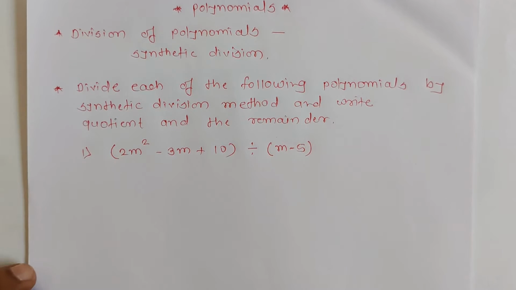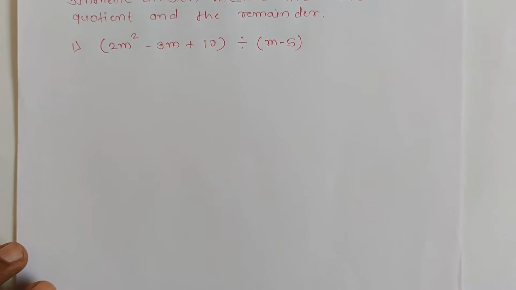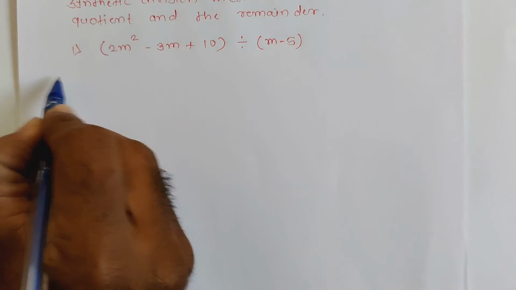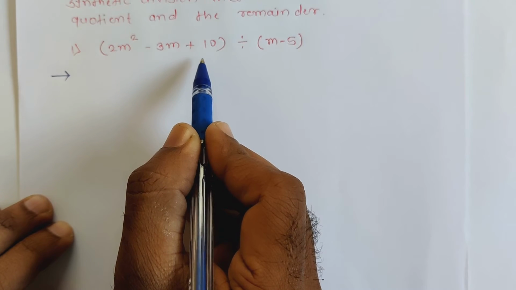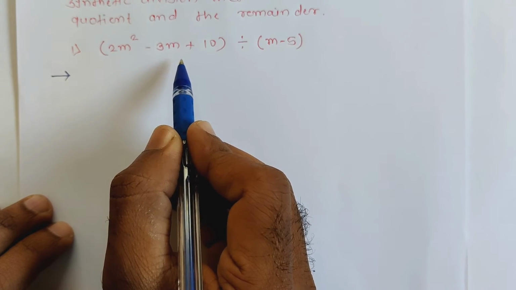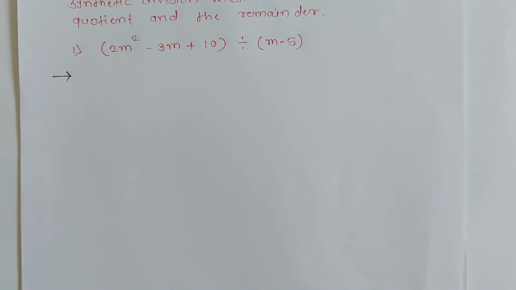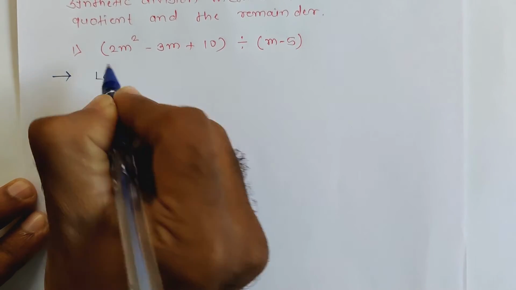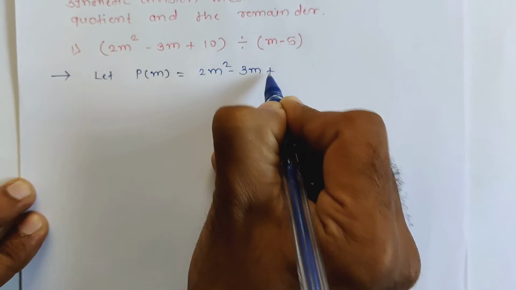The first problem given here is 2m square minus 3m plus 10 divided by m minus 5. We have to solve this problem by using the synthetic division method. To use it, first we have to convert the polynomial which is to be divided into coefficient form. Before that, we must check whether the given polynomial is in standard form or not. If it is not, we have to write it in standard form and then in coefficient form. So first of all, let us name the given polynomial: let p of m be equal to 2m square minus 3m plus 10.